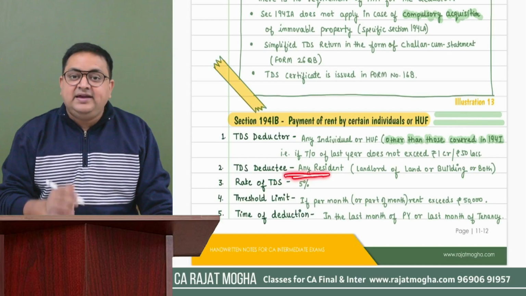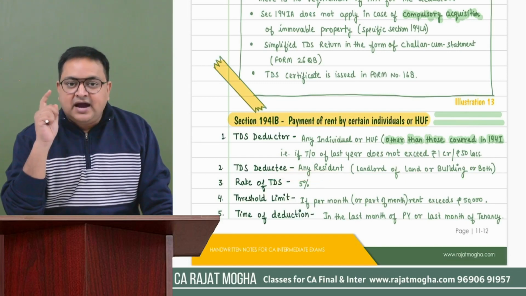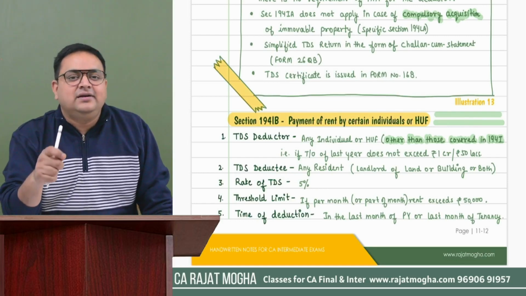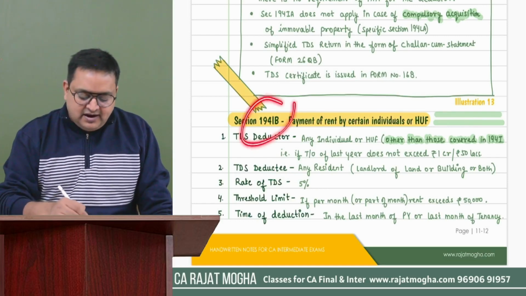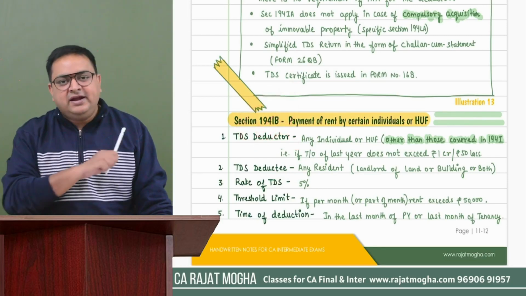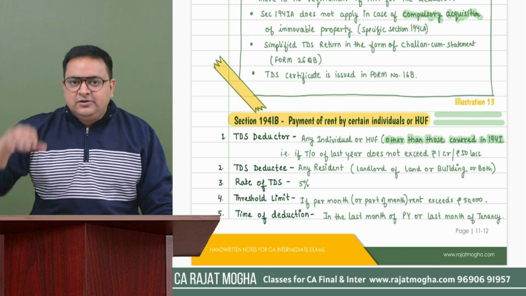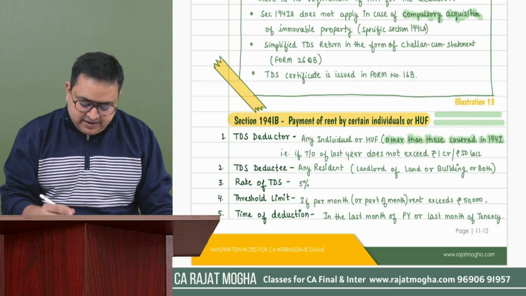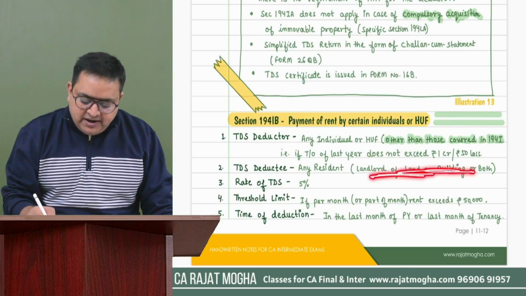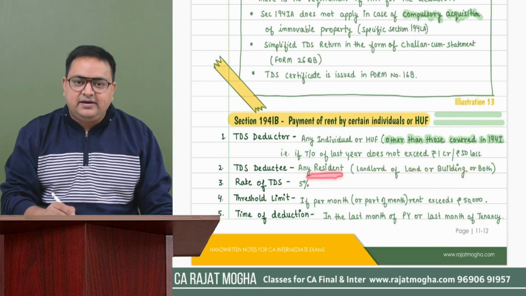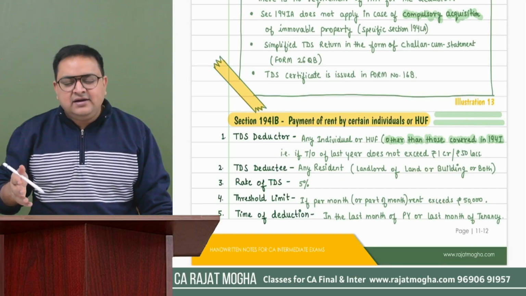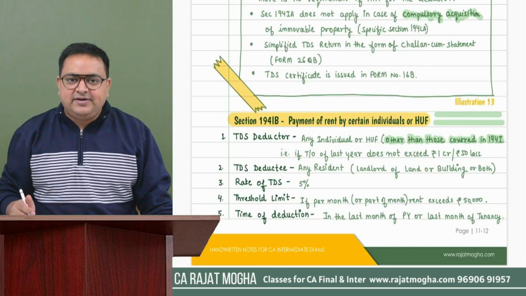TDS deductor is any resident. Please remember that the owner should be resident. If that owner is a non-resident, then you cannot deduct TDS under section 194IB. Then 194IB will not come into the picture. So that owner must be a resident. Very important. Please mark it important. The landlord of the land or building or both should be resident. If that person is a non-resident, then please do not deduct TDS under section 194IB.